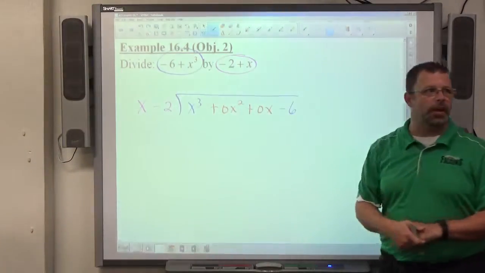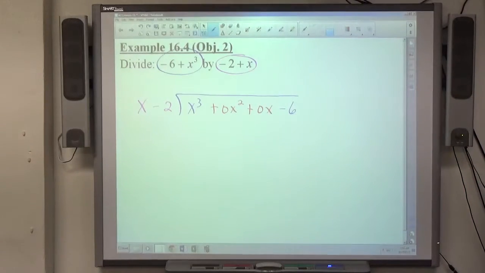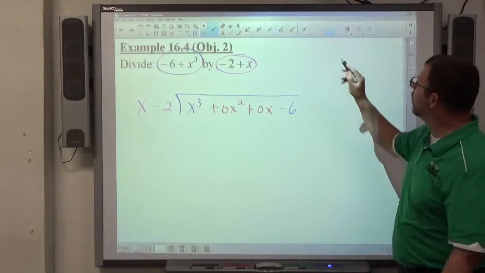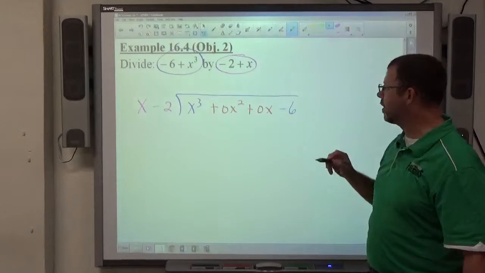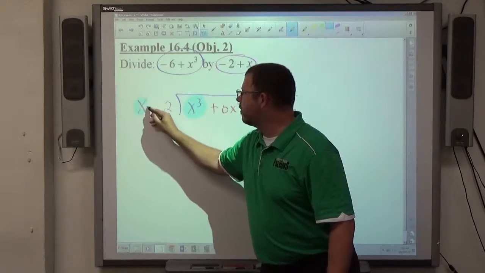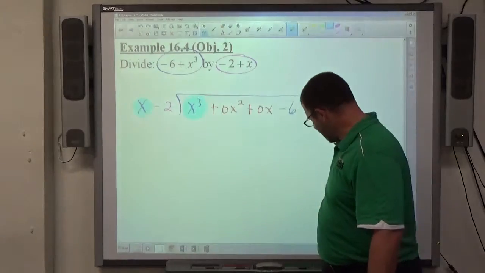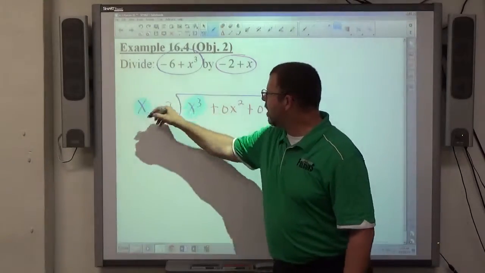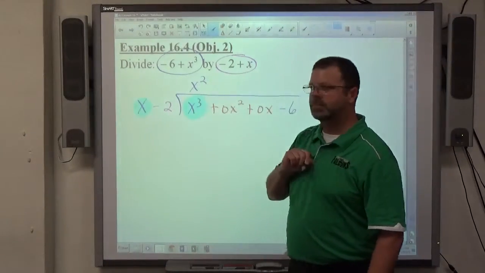Always put dividend and divisor in descending order. Then we follow through with the division process just like before. Leading term of the dividend divided by leading term of divisor. Again, almost always is going to be x at this point. X cubed divided by x is x squared.